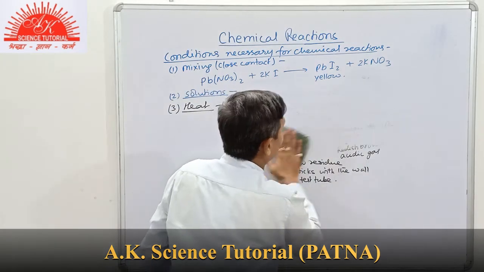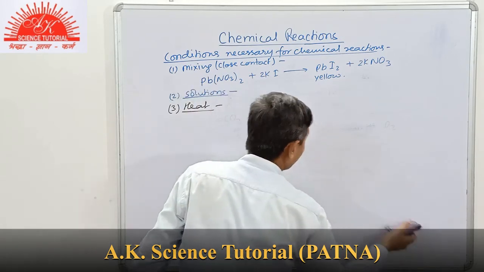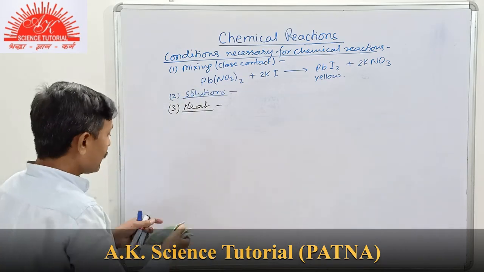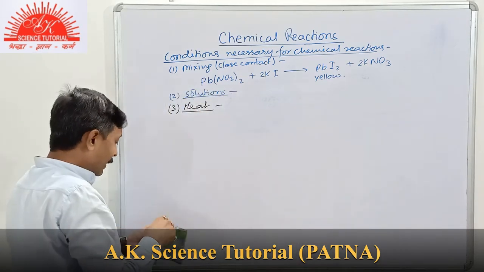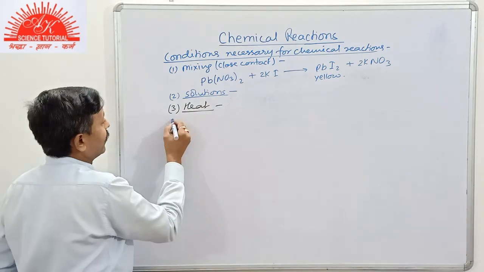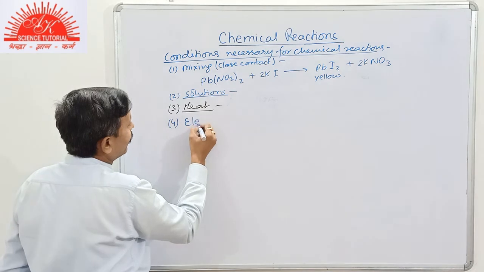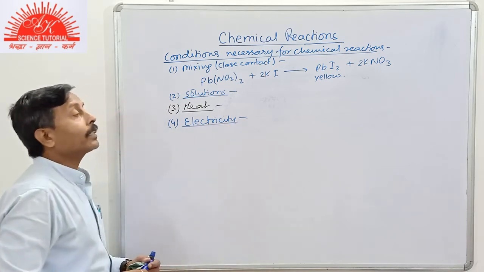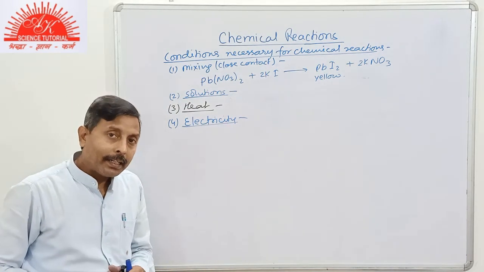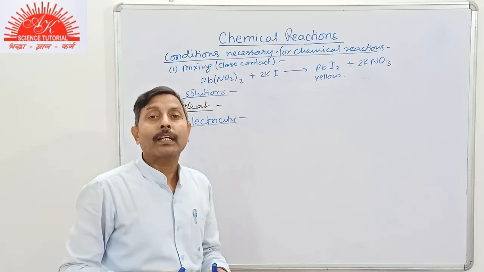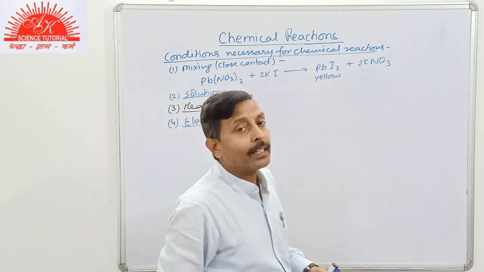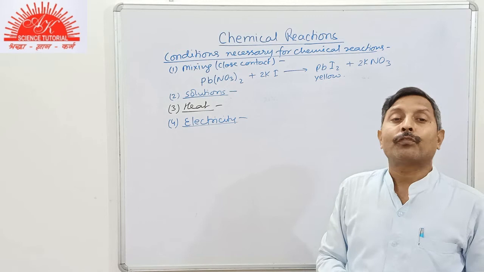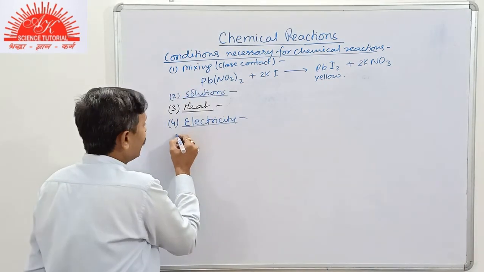Now the next condition is the involvement of energy, suppose we take here electrical energy. That is, the reaction is, suppose, electrolysis, or electricity. Here we write electricity. That is, the reaction takes place with the help of electrical energy. Like in all kinds of electrolysis reactions, the electrical energy helps in breaking the bond and discharging of ions to form the new substance.